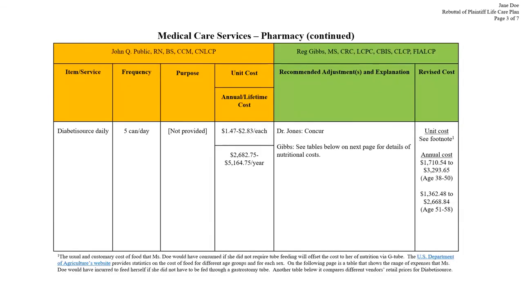So this one here is diabetic source daily. So again, this is a supplement. And again, they did not provide a purpose, and they recommended 5 cans a day. The physician agreed to that. And I'm going to show you how we price that out. So again, the trier of fact can have a good idea how you came up with those particular line items. So we'll go to that next page.